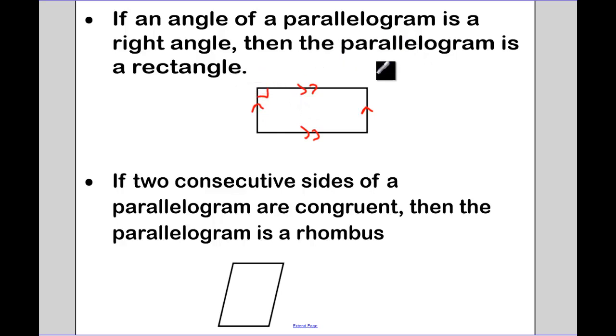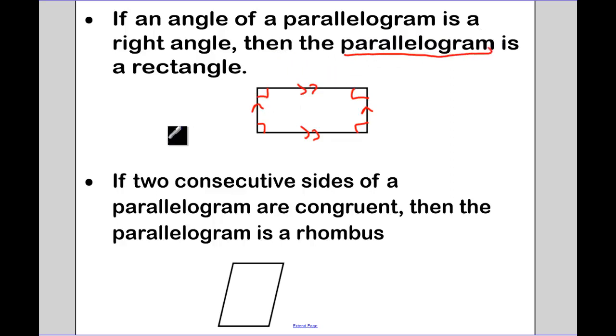Well, let's think about this. Since we know it's a parallelogram, we know opposite angles are equal. So I know this angle here is congruent to that angle down there. Now we know since it's a parallelogram, the consecutive angles are supplementary, so I have a right angle there, then by definition of a rectangle, we have four right angles, which makes our figure a rectangle.